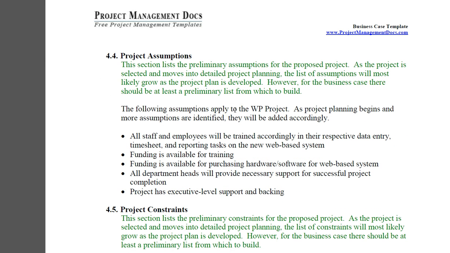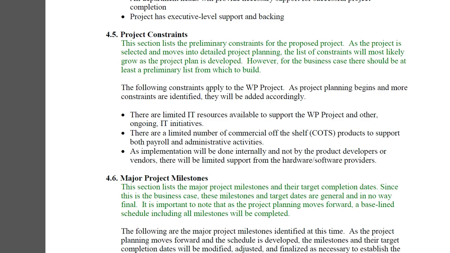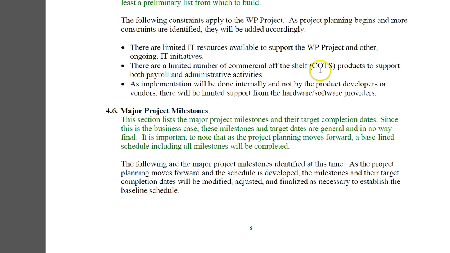It will even include the project assumptions, preliminary assumptions for the proposed project. As the project is selected and moves into detailed project planning, the list of assumptions will more likely grow as the project plan is developed. Then the constraints that are related to the project. Does it have a cost constraint? Does it have a quality constraint? Does it have a schedule constraint? Which should be listed over here in the business case.